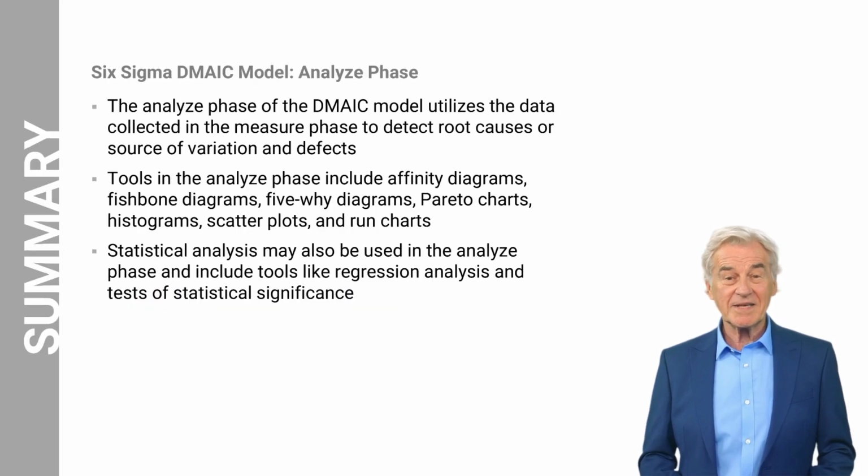In summary, the analyze phase of the DMAIC model utilizes the data collected in the measure phase to detect root causes or sources of variation and defects in the production process. Tools in the analyze phase include affinity diagrams, fishbone diagrams, 5Y diagrams, Pareto charts, histograms, scatter plots, and run charts. In addition, statistical analysis may also be used in the analyze phase and include tools like regression analysis and tests of statistical significance. Thank you.